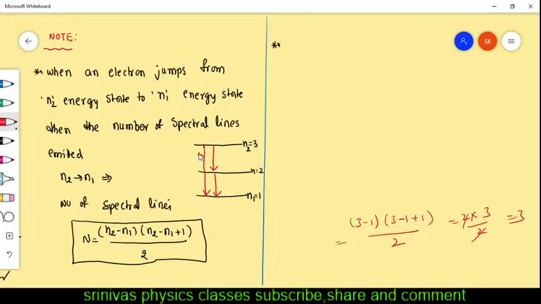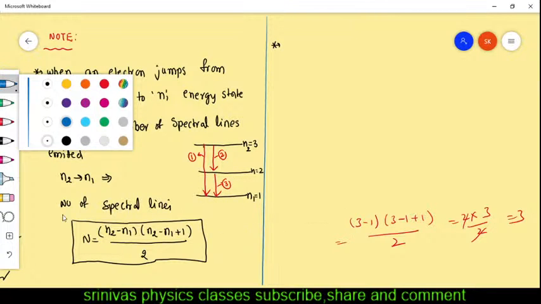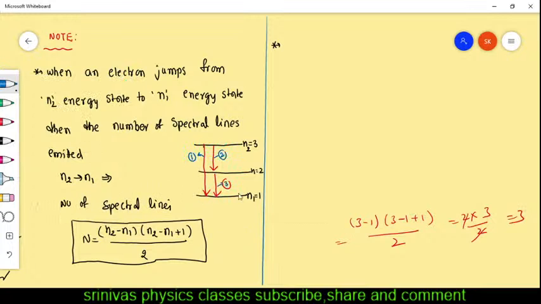This is a very small one, and we can find it here. This is 2 and this is 3, right? 3 lines are embedded here. For example, if 10 to 1 is released, then it is very difficult to find the number of spectral lines. That's why we use this formula. It makes it very easy to find the number of spectral lines. It is in the note.